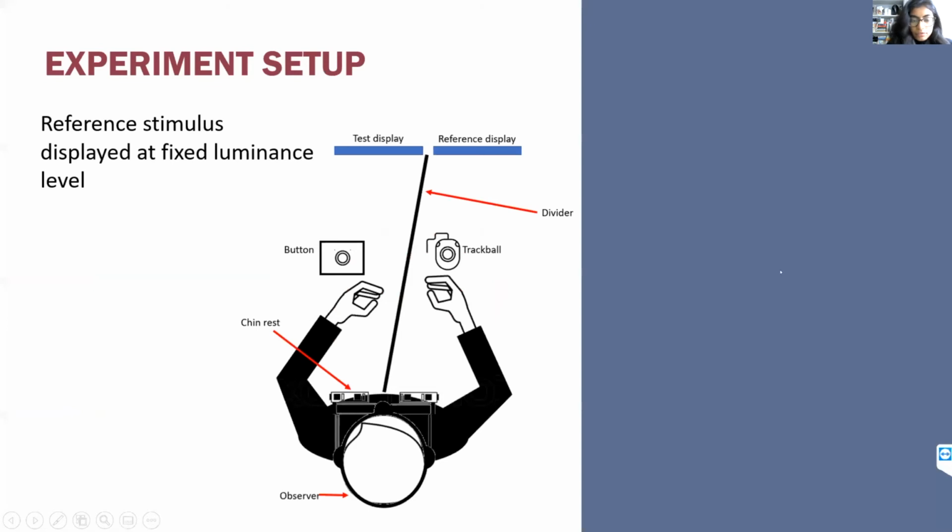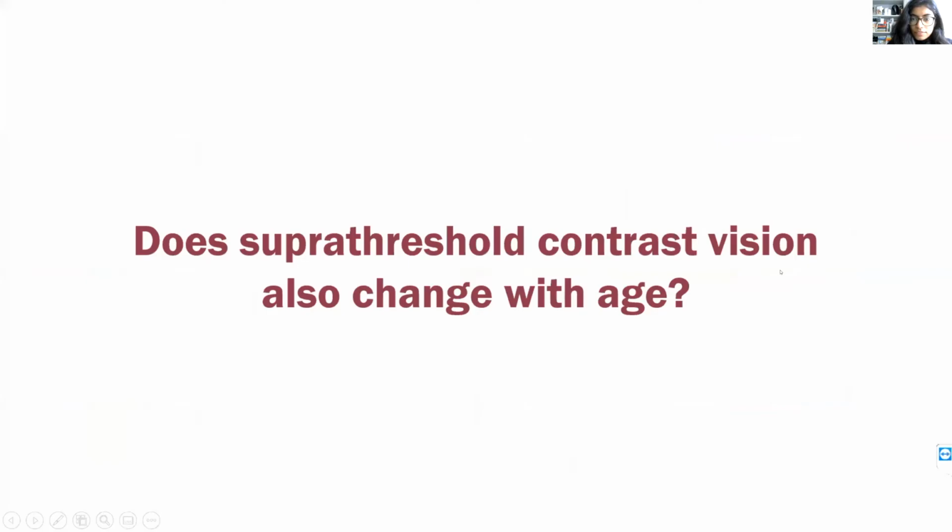So far, we have talked about contrast vision at threshold and how age affects our contrast sensitivity. But what happens when we go beyond threshold? Is suprathreshold contrast just as affected by age or not?